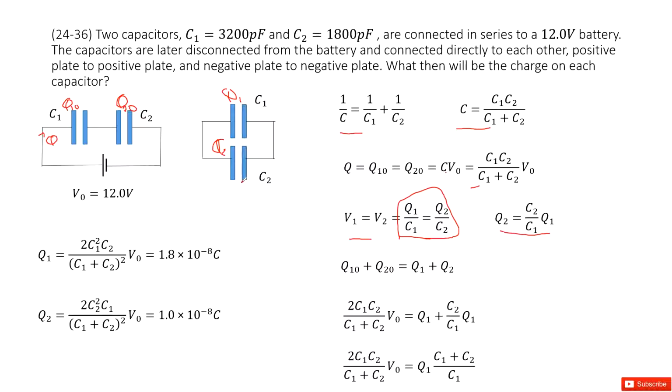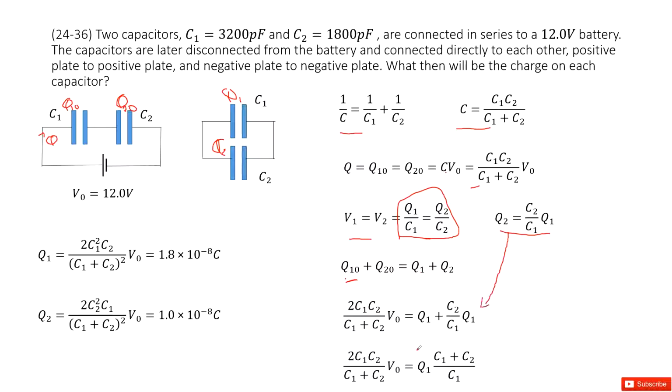Now we can see the charge is conserved. That means the initial charge in capacitors C1 and C2 equals the final charge in capacitors C1 and C2, right? It just flows between them. So the initial charge Q1 naught plus Q2 naught equals the final charge Q1 plus Q2. Yes. Then we input the Q1 naught and Q2 naught inside. These two are equal, so we multiply by 2 there, and then Q1 we write there and Q2 can be replaced.